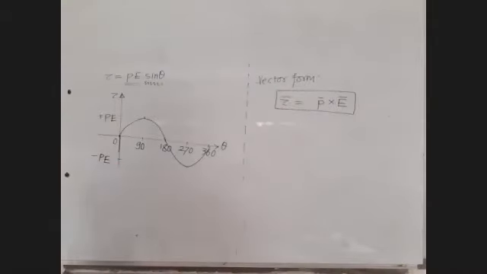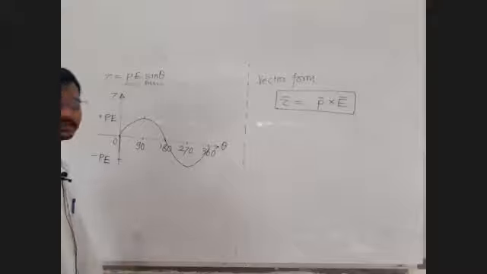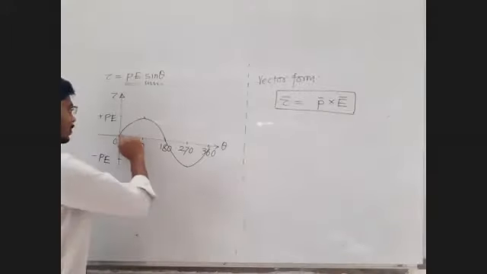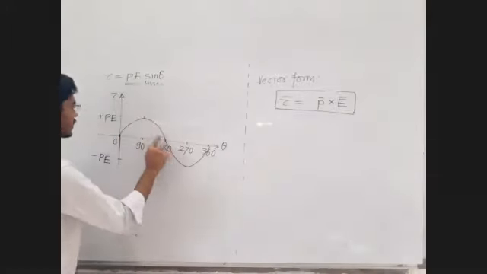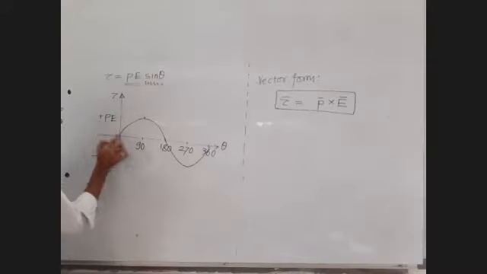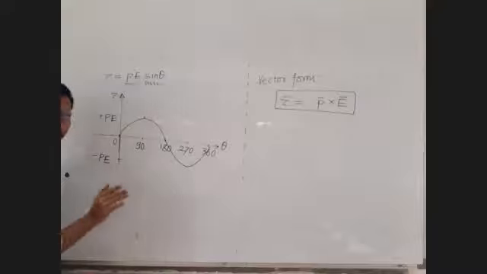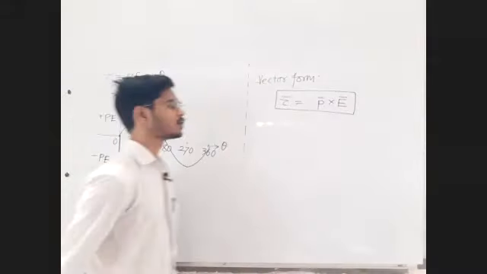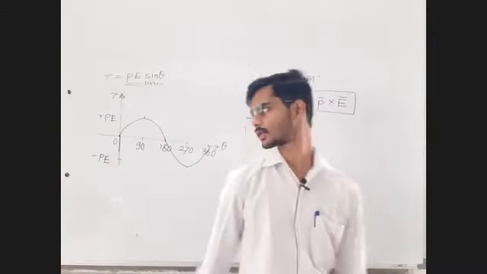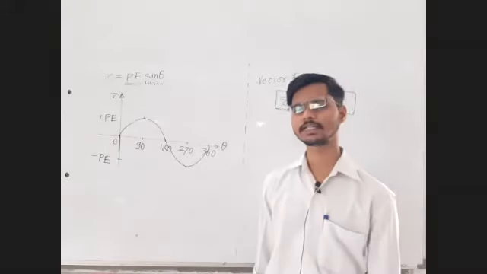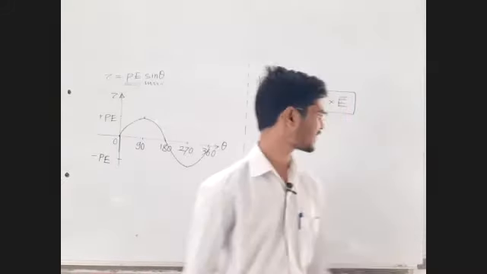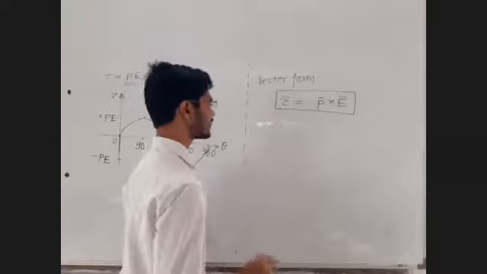Now this graph is clearly saying that for some values of angle, torque has some positive value, and for other values of angle, torque has some negative value. That certainly says that torque will change its direction. Now let us verify that.